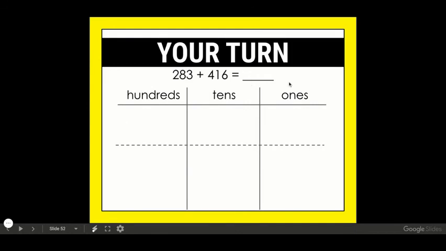All right, last one for you to do. Go ahead and draw your hundreds, tens, and ones chart. And then this time, I want you to try this all on your own. So go ahead and build your addends. And then count your total ones, tens, and hundreds. If you need more time, pause the video, and then when you're ready, go ahead and come back and we'll check your answer.